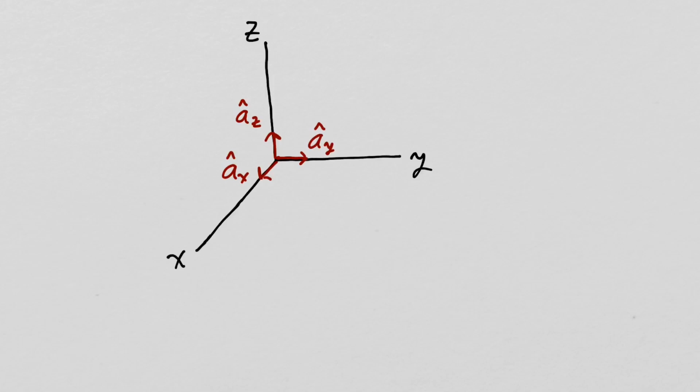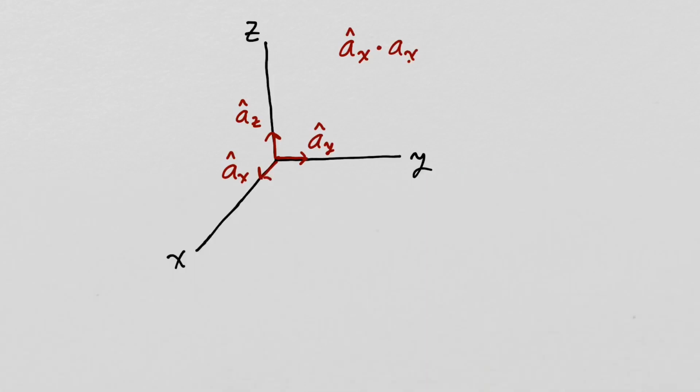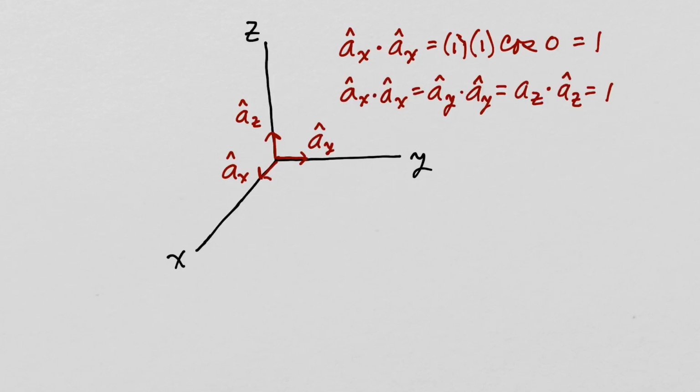Let's first look at the dot product between unit vectors in the Cartesian coordinate system. So the dot product of AX with AX will be the magnitude of AX, which is 1, times the magnitude of AX, which is 1, times the cosine of the angle between them, which is 0 degrees. And since the cosine of 0 is 1, the result will be 1. So the dot product of a unit vector with itself is 1.